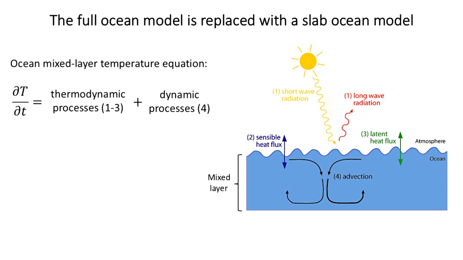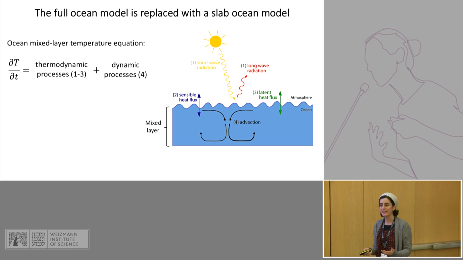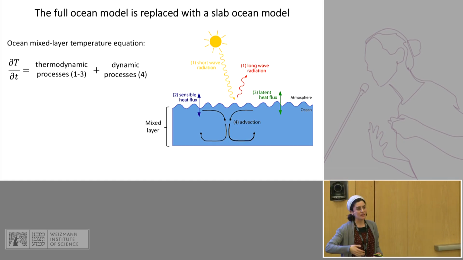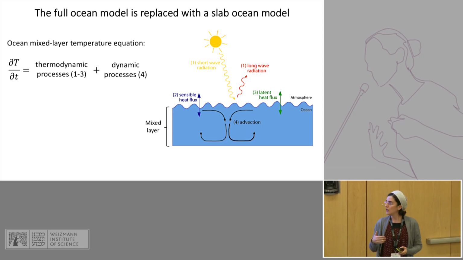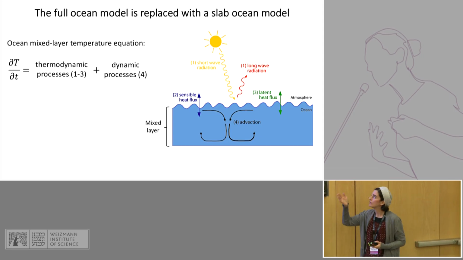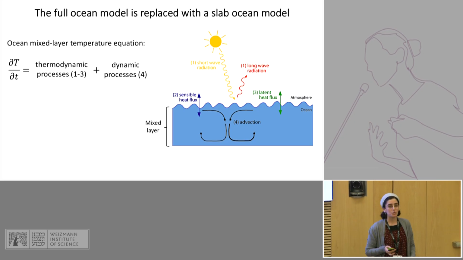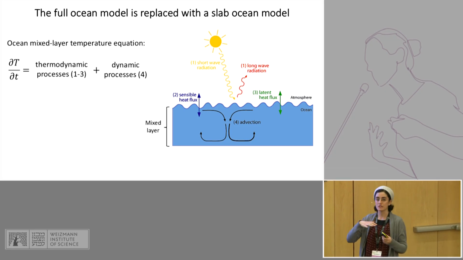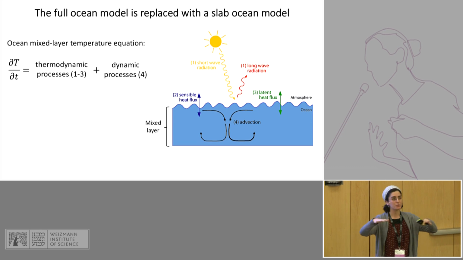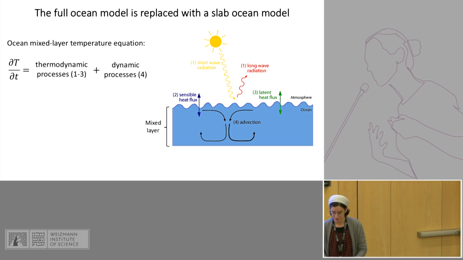What are each of these processes? So let's look at the illustration. Thermodynamic processes would be the exchange of heat, the heat fluxes between the ocean and the atmosphere. We have sensible heat, latent heat, shortwave and long-wave radiation. The dynamic processes would be the transfer of heat inside the layer. So it could be horizontal transfer, just redistribution of heat. And it could be a vertical transfer, so it's taking heat from the top layer into the deep ocean.